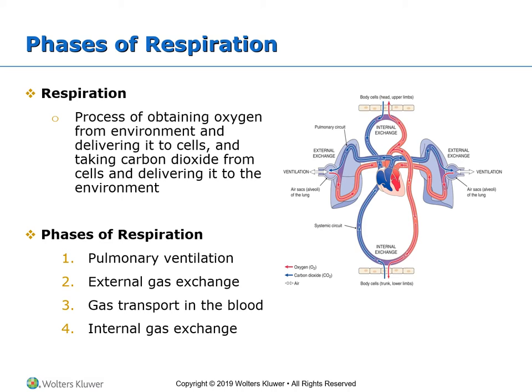This occurs at the level of the lungs, where oxygen will diffuse from the air sacs into the bloodstream, while carbon dioxide will diffuse out from the bloodstream into the alveoli, in order to be eliminated to the outside. The third phase will be the gas transportation in the bloodstream.